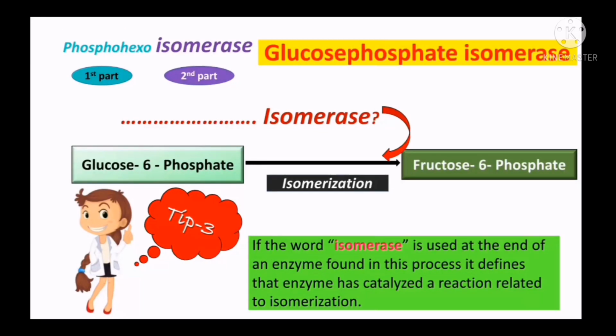So let's talk about the first part. Did you know we can also use the name glucose phosphate isomerase instead of phosphohexoisomerase? Because this enzyme plays the role of isomerizing the glucose 6-phosphate molecule. So let's remember it as glucose phosphate isomerase.